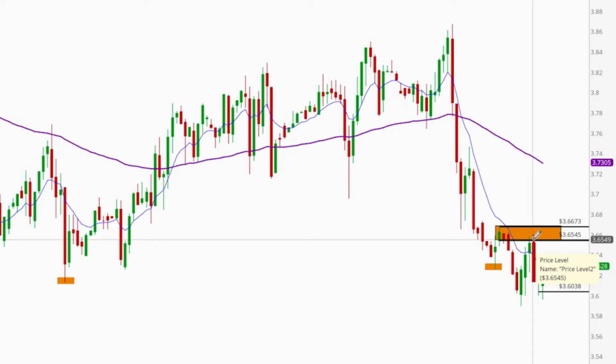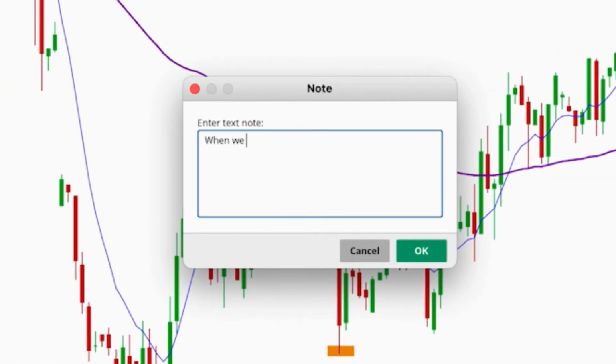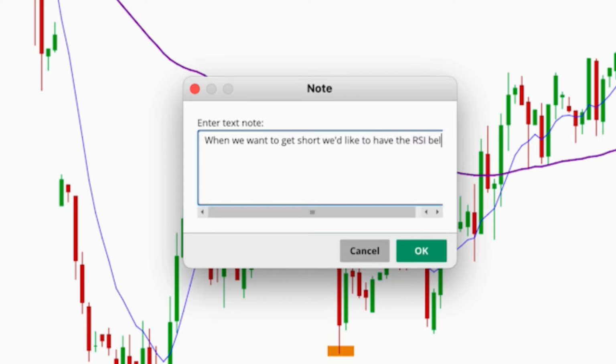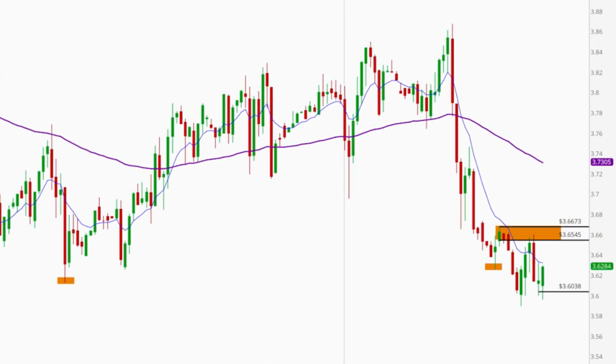one of the reasons why I like this as well was because when we are shorting, I'll write this out. When we want to get short, we'd like to have the RSI below 60, right? So we don't want momentum going away from us. So we want our RSI to be below 60. And as we come back in here, not only are we below 60, but we are right at almost below 40. We're right at 40. So very high probability trade here that we took.